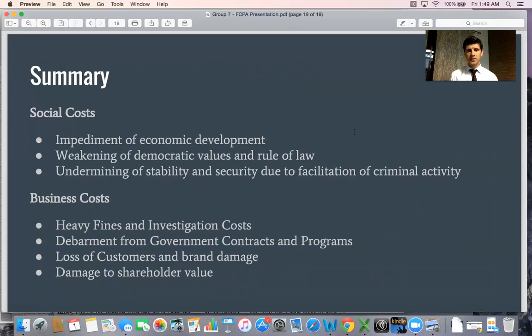The business costs, as we talked about, are pretty high. You've got heavy fines and investigating costs. You have the potential debarment from government contracts and programs if that's a significant component of doing business. Obviously, loss of customers. Customers don't want to work with you anymore because you could be at risk, so they might take a step back and wait until the investigation is done. Damage to the brand. And overall, all of these will lead to damage to shareholder value.